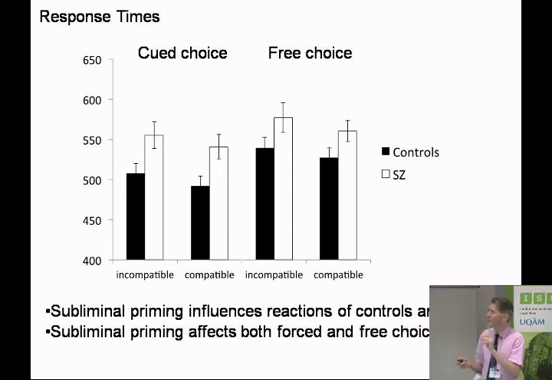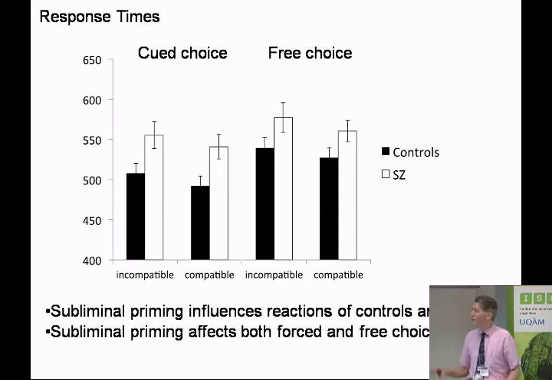So this is a little bit tricksy, because what I'm now doing is using compatible to mean we showed you a left subliminal prime, then we showed you a double-headed arrow, and you happened to choose to respond with your left hand. And incompatible means we showed you a left subliminal prime, we showed you a double-headed arrow, and you happened to choose to respond with your right hand. So what you can see is that, first of all, the reaction times are overall slightly higher when people choose compared to when they're told what to do. But once again, we can see that the compatible responses are slightly faster than the incompatible ones, both for the controls in black and for the schizophrenics in white. So again, subliminal priming helps action selection.